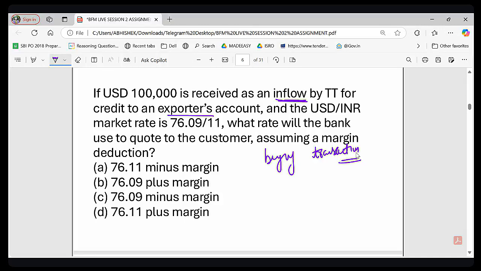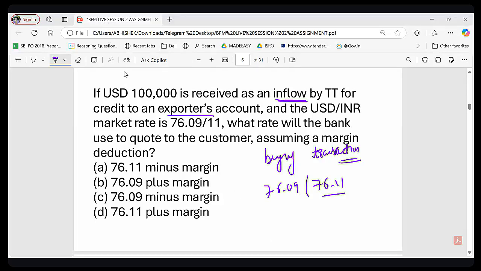Now, since the bank is buying, which rate will they use? Whether it is 76.09 or 76.11? Share your answer. Which rate will the bank use? 76.09, correct, Vamsi, very good. The bank will use 76.09, which is the lower rate, as this is the market buying rate for the bank.